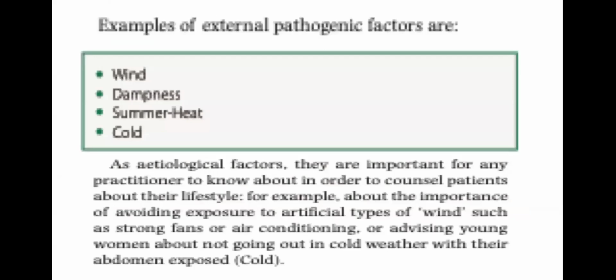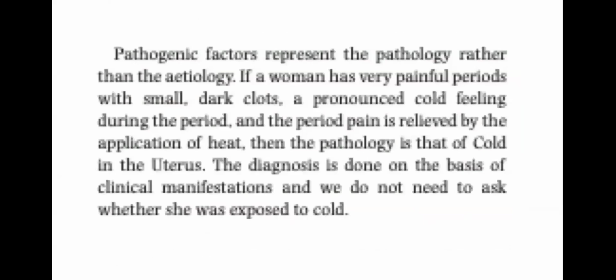Examples of external pathogenic factors are wind, dampness, summer heat, and cold. Etiological factors are important for any practitioner to know about in order to counsel patients about their lifestyle. For example, about the importance of avoiding exposure to artificial types of wind, such as strong fans or air conditioning, or advising young women about not going out in cold weather with their abdomen exposed. Pathogenic factors represent the pathology rather than etiology.